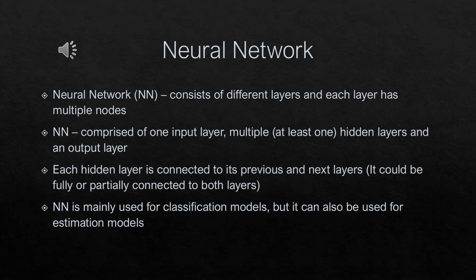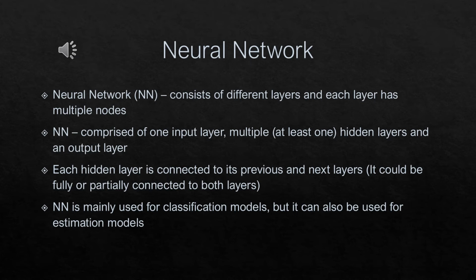In data science, to solve some of the complex problems, we use neural networks, basically where simple machine learning algorithms may not perform so well, and there is a need for a complex algorithm which can solve a complex problem. So that's where neural network comes into picture. Now neural network basically consists of different layers, and each layer has multiple nodes.